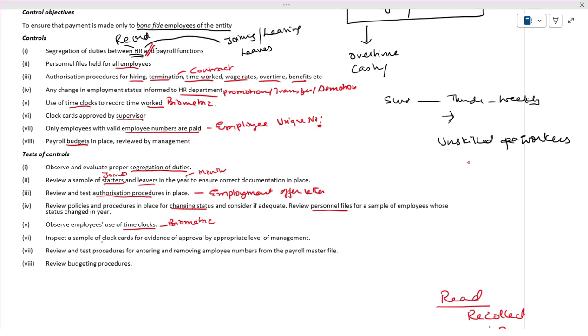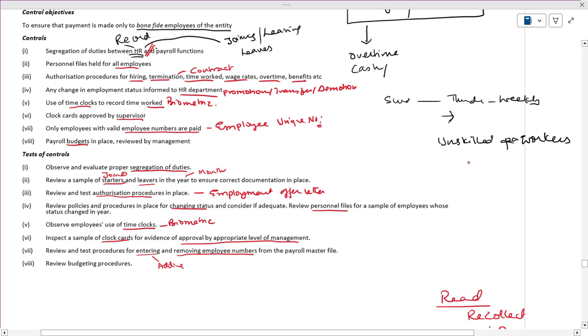Inspect a sample of clock cards for evidence of approval by the level of management who is authorized to approve. It means you cannot issue cards to each and every one. Cards should be issued only to registered, approved employees. Review the procedures for adding or removing employee numbers, that is, for adding or deleting.